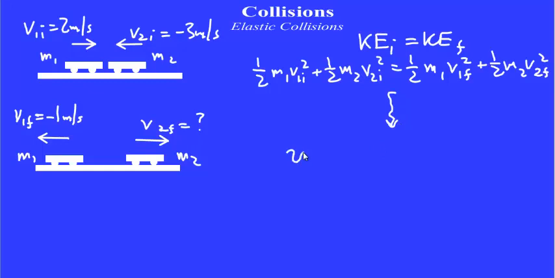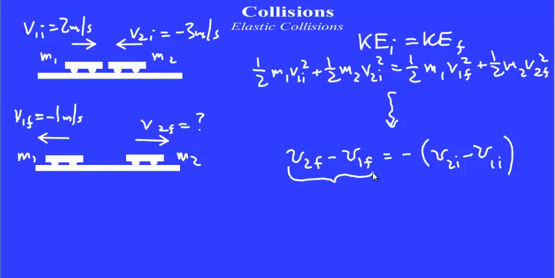It's actually going to reduce to this right here, very simple. We're going to compare the final velocities to the initial velocity. And when kinetic energy is conserved, it's going to look like this right here.